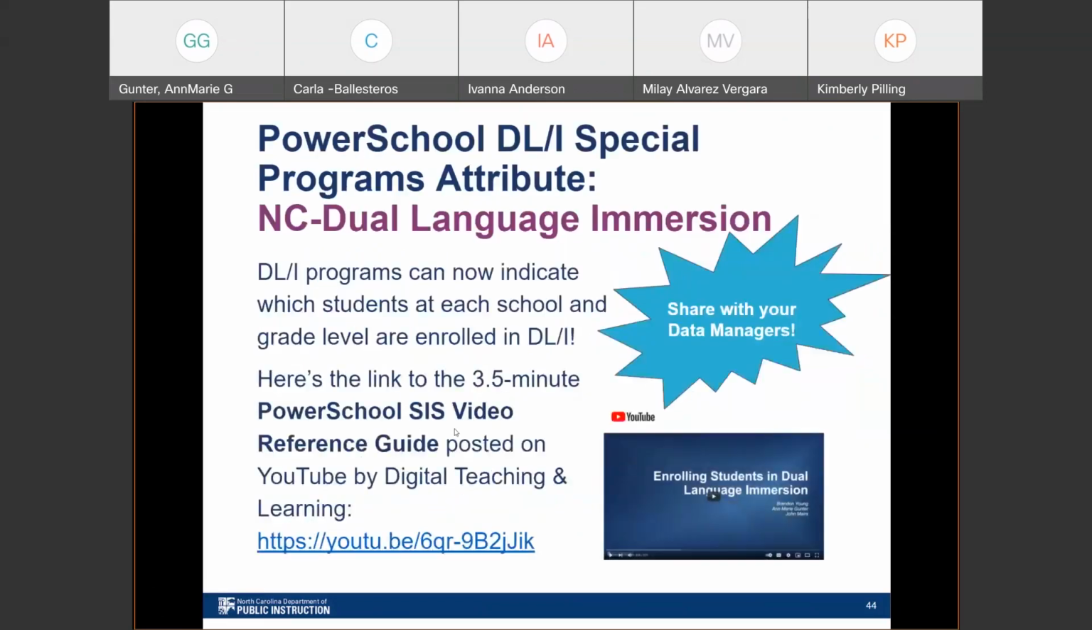Also, we wanted to remind everyone about the brand new PowerSchool DLI Special Programs attribute. This is a way to identify our students across the state, in our statewide PowerSchool system. This helps us keep a better measure on our data on how many students are being impacted by DLI. You may remember from Kimberly's part of the presentation that she talked about how many students are at each grade level at Jones Elementary School in the DLI program. And so this attribute in PowerSchool allows our programs to indicate the students at each school and each grade level enrolled in DLI. And there's even a short video that references this on how to do that. So if you have a data manager who wants to help you with that, or if you're the one who does that, we've got a video for you to watch that was put together by our data management team here at DPI. And I'll put that link as well in the chat.